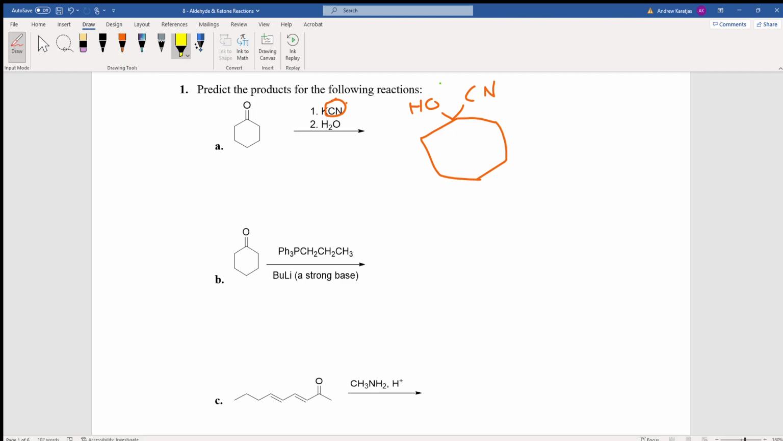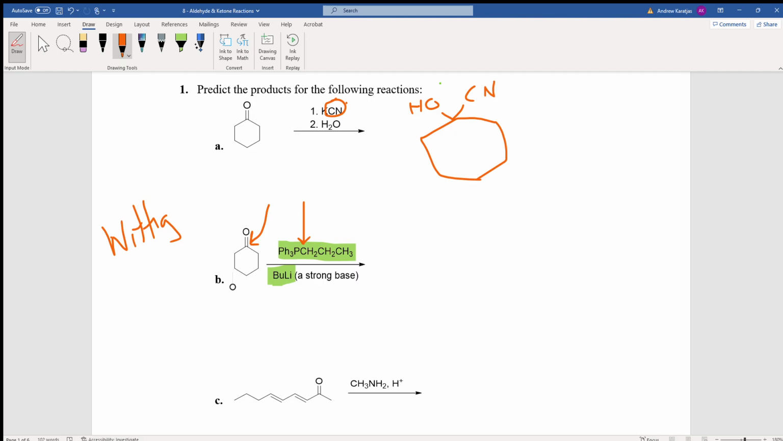In part B, we have a strong base and this phosphorus-based reagent. And so that should remind us, that combination of reagents, that we're dealing with a Wittig reaction. And the Wittig reaction is a reaction that forms a new carbon-carbon double bond between the carbon of the carbonyl and the carbon that's attached to the phosphorus.